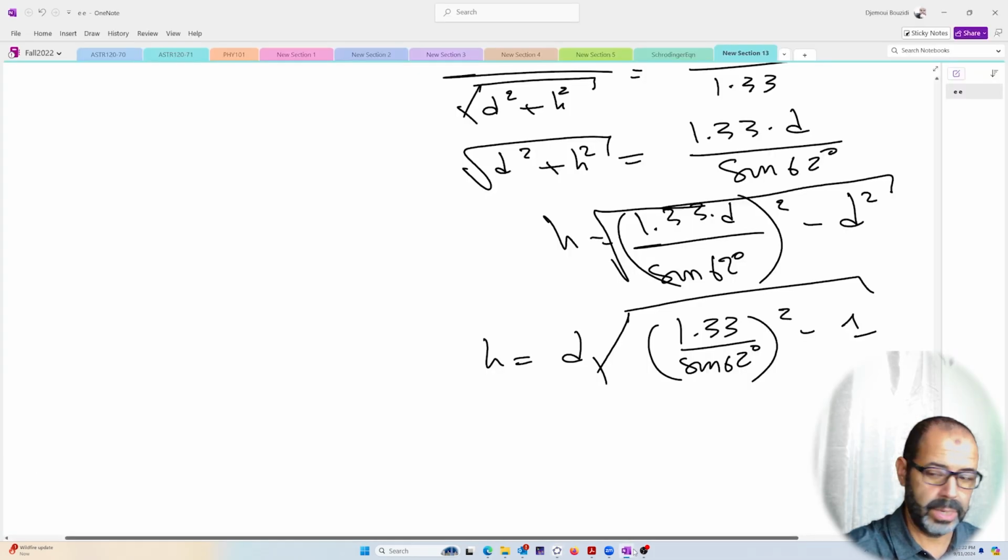The answer is 3.38 meters. So that's basically how high this tank is.